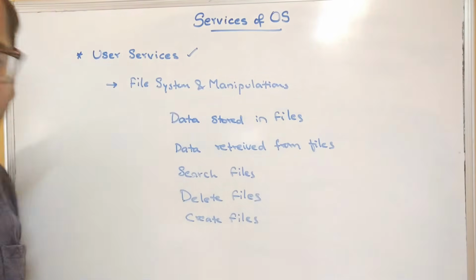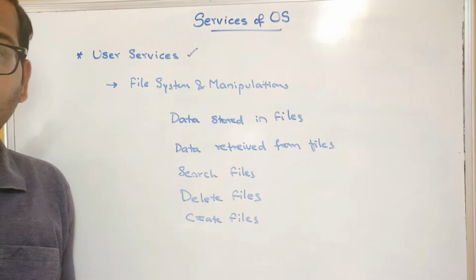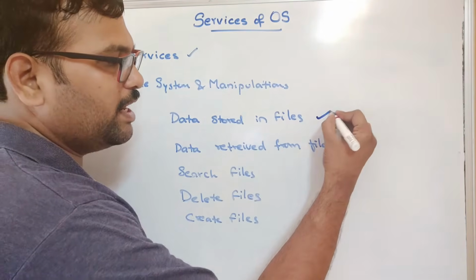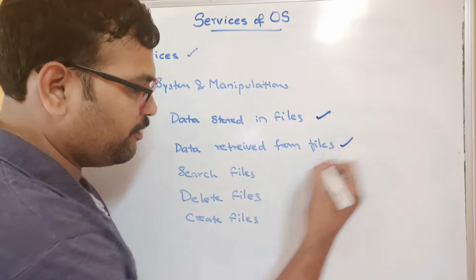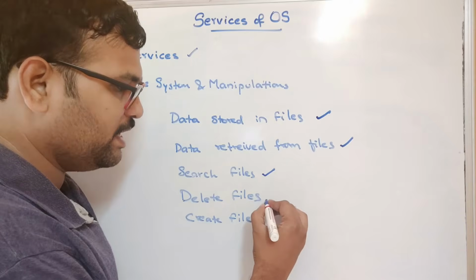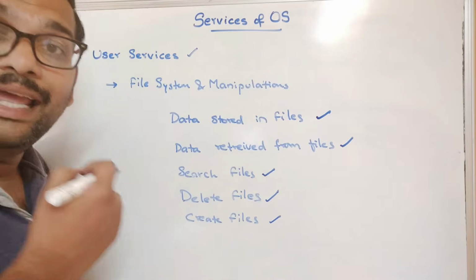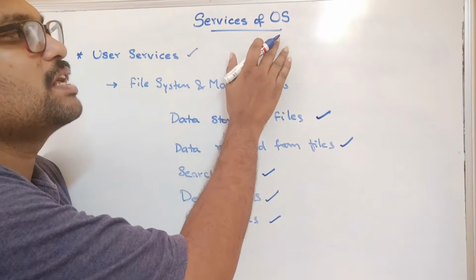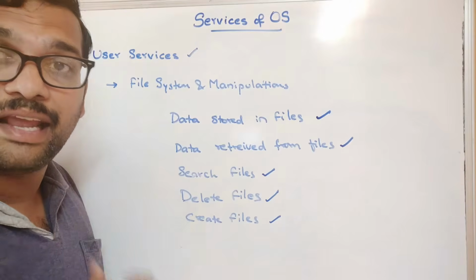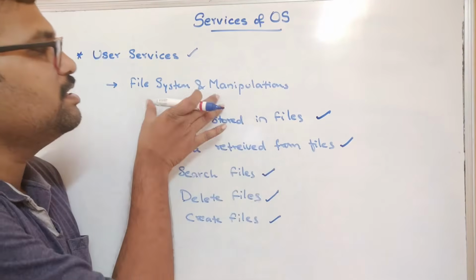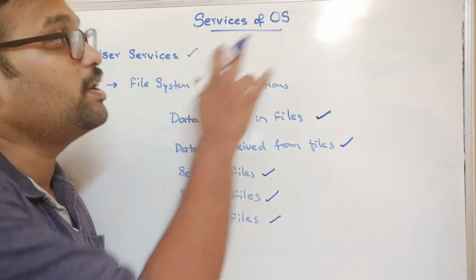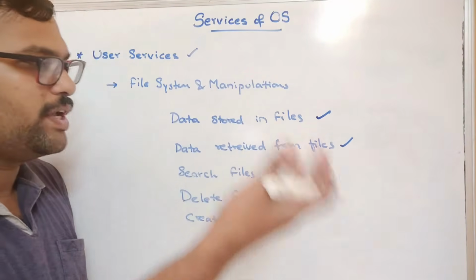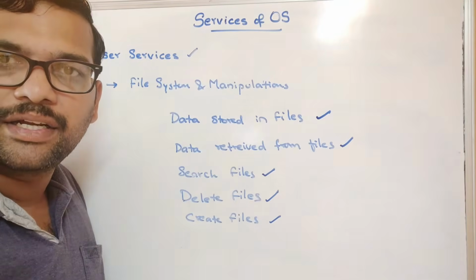So a file will have the data, and we are going to search the file. We can store the data into files, retrieve the data from the files, search the files, delete the files, and create the files. Everything will be done with the help of this file system and manipulations service provided by the operating system. Without an operating system, it would be very difficult to search, manipulate, or create the files.